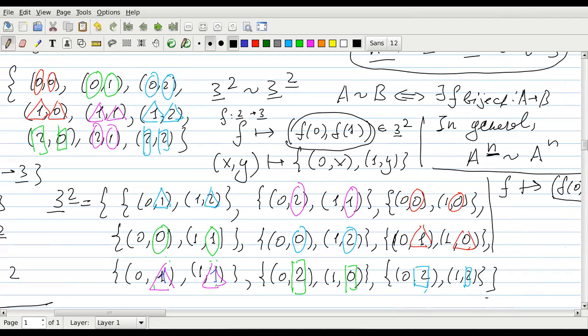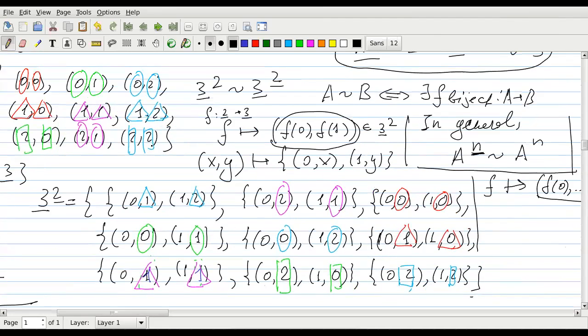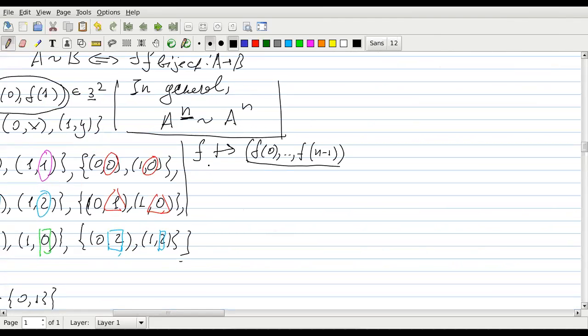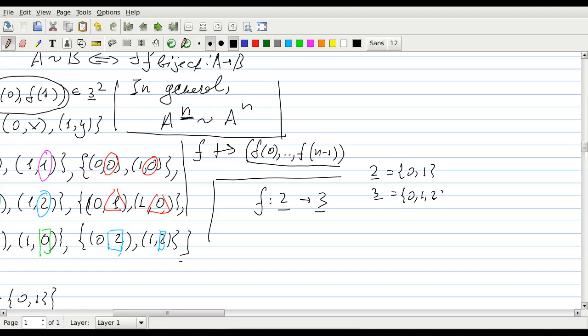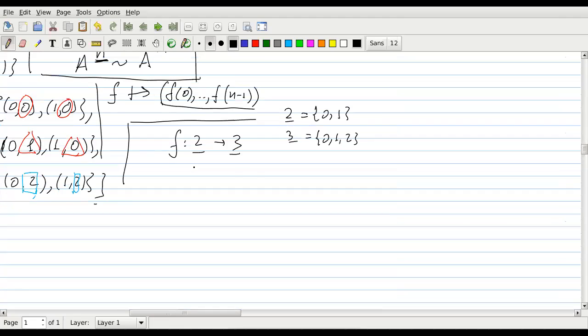Я еще больше запутался. Ну, смотрите, давайте возьмем какую-нибудь функцию из двойки в тройку. Двойка, я напоминаю, это множество, состоящее из нуля и единицы, а тройка множество, состоящее из нуля, единицы и двойки. Ну, как эту функцию задать? Ну, например, уравнением. Задайте ее уравнением. Задайте какую-нибудь функцию.